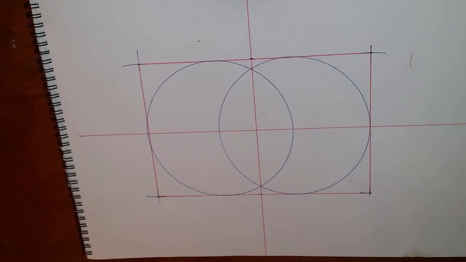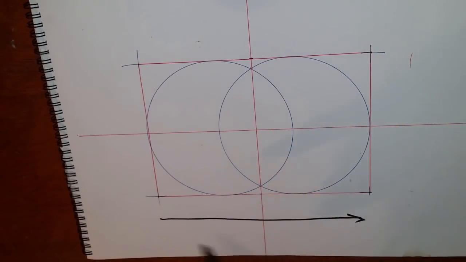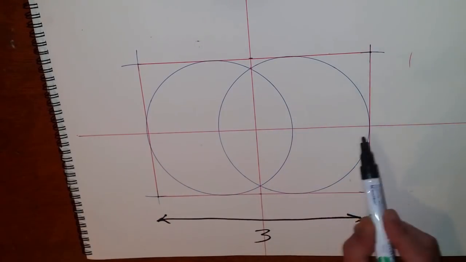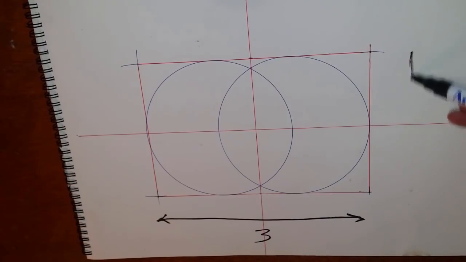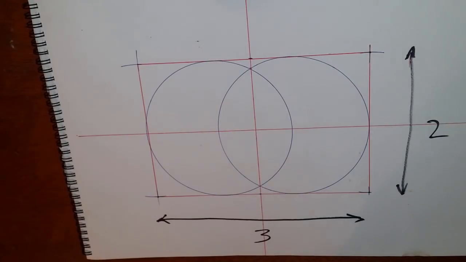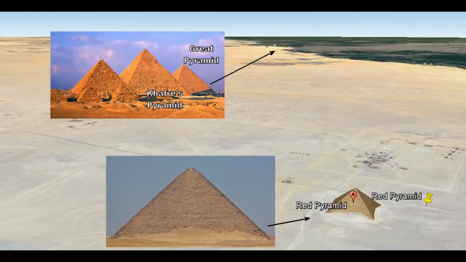Okay, so what we now have is a rectangle that's 3 wide, 1, 2, 3, and it's 2 high. Now that of course will connect to Pythagorean theorem. Now we can compare the Red Pyramid with the Great Pyramid using that Vesica construction, which is at a 2 to 3 ratio.